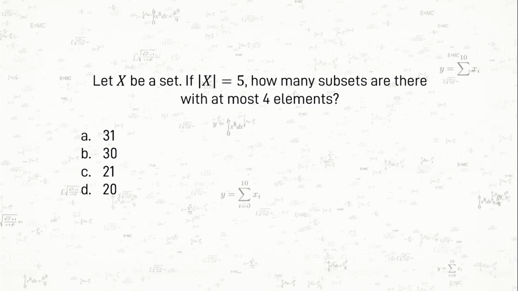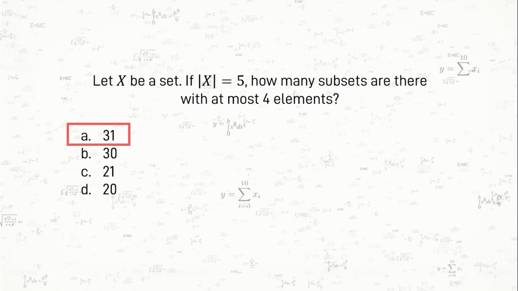The correct answer is letter A, 31. Since you're looking for the number of subsets with at most 4 elements, it includes the empty set, sets with exactly 1 element, sets with exactly 2 elements, 3, and 4. Since there is only one set containing exactly 5 elements, we have to eliminate that.